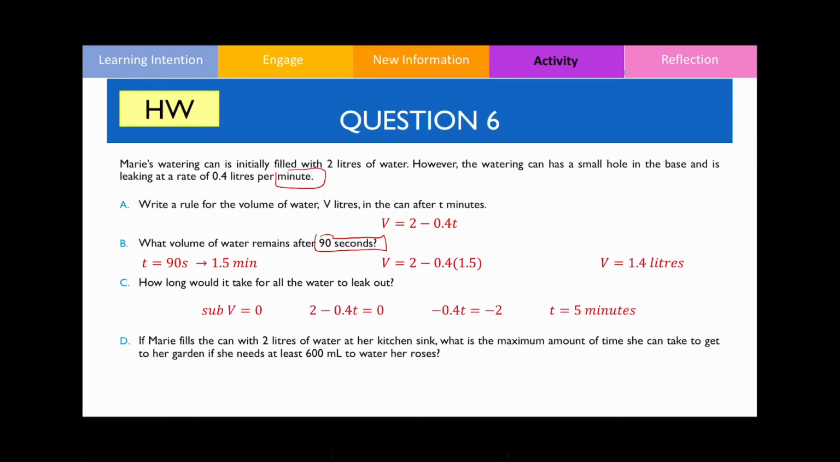Now, for part D, if Mary fills a can with 2 liters of water at her kitchen sink, what is the maximum amount of time she can take to get to her garden if she needs at least 600 mL? Notice over here, they're giving you a different unit, so make sure this is in liters as well. So once you do that, substitute V is equal to 0.6 and solve for T. Hence, you're going to get an answer of 3.5 minutes.